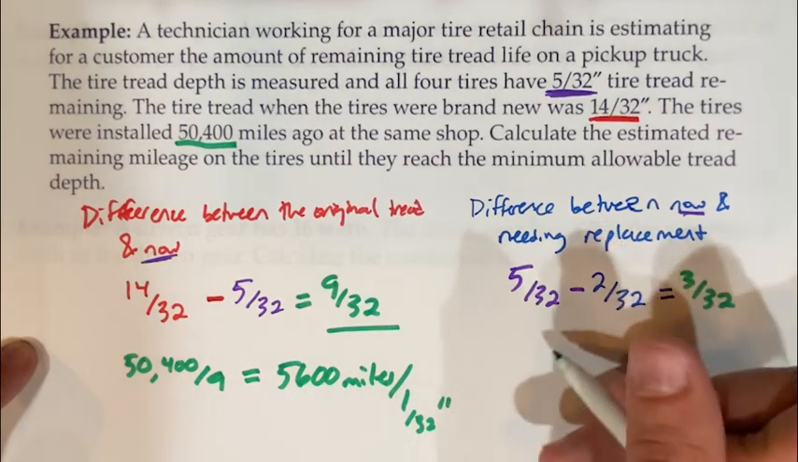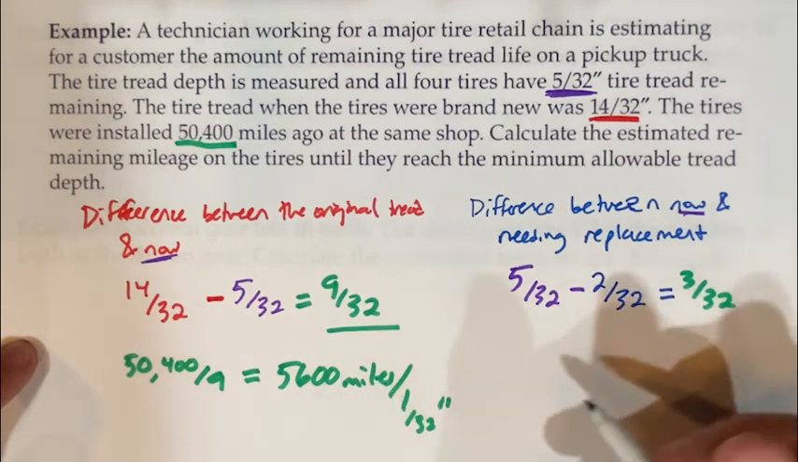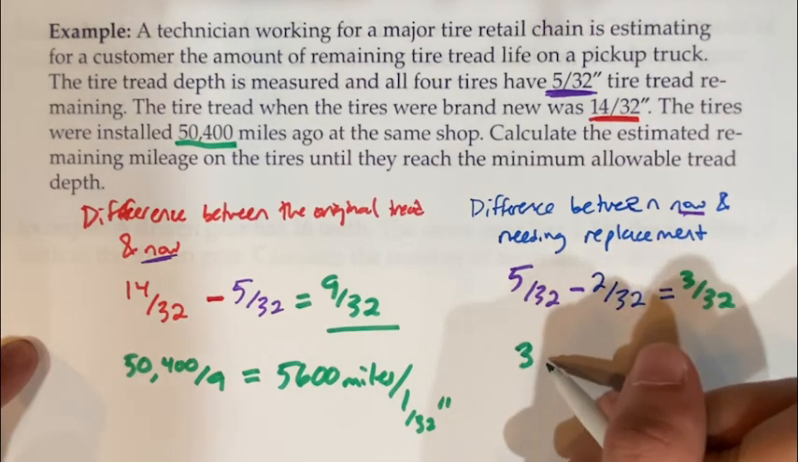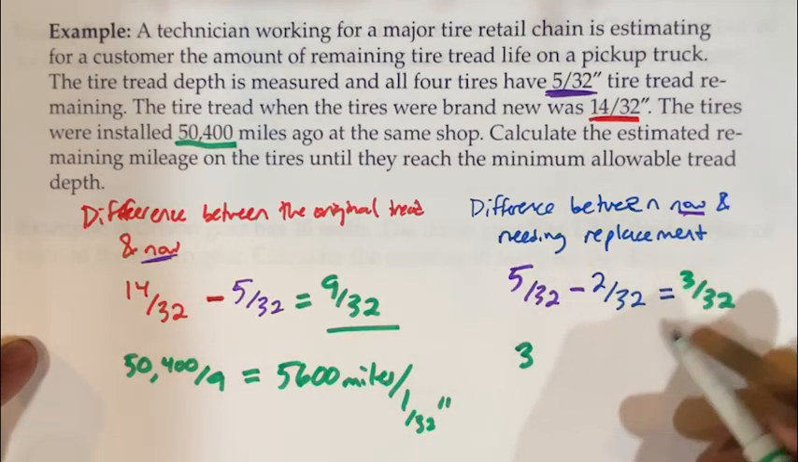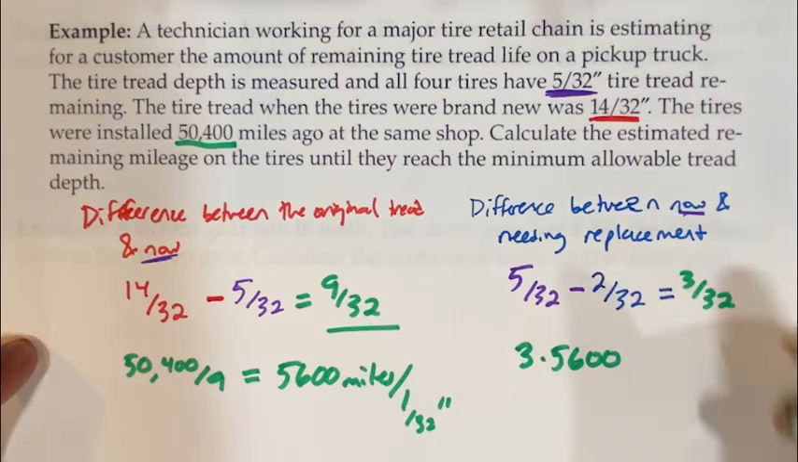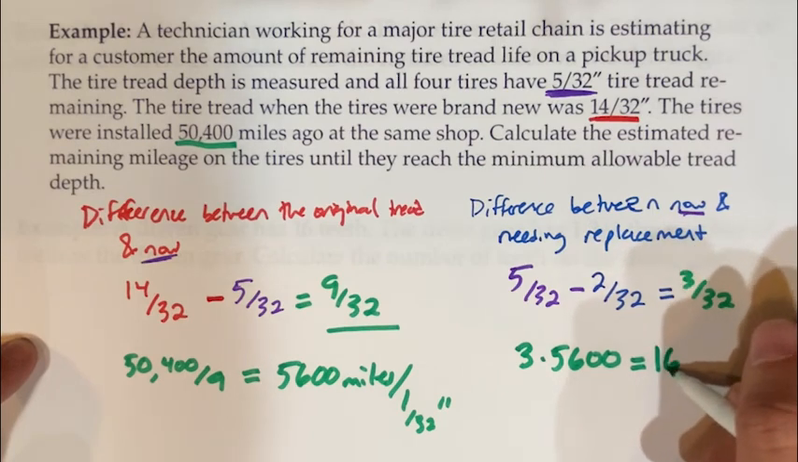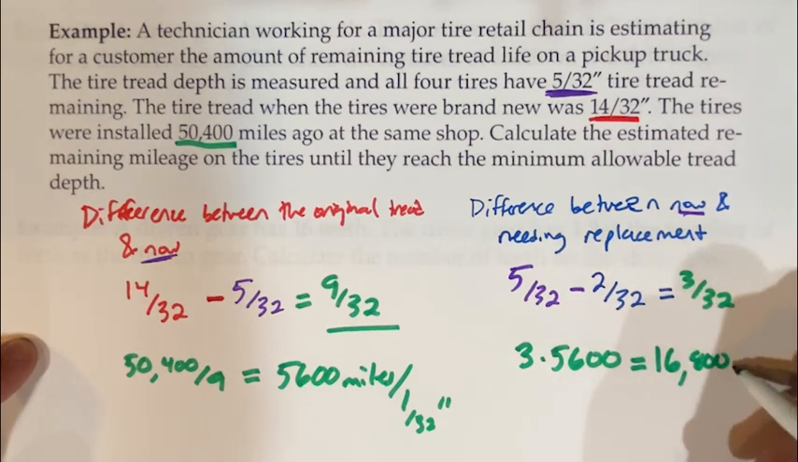Okay, so now we know that for every 1/32 of an inch, we can travel about 5,600 miles. So to figure out how many miles we could travel with 3/32 of an inch, we're going to say 3 from our 3/32 times 5,600 miles. And that's going to give us a value of 16,800 miles.